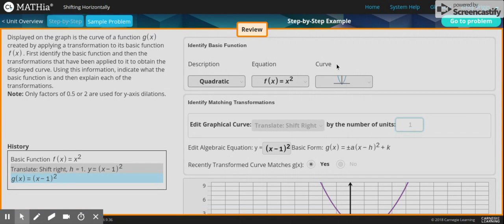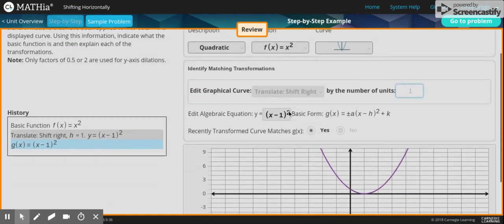So I clicked this because this is the shape of my curve. And then I knew it was quadratic because the shape of my curve was a bowl. And then my equation always has an exponent when it's quadratic, and it doesn't when it's linear. So we know that it has to be the one with the exponent or squared.